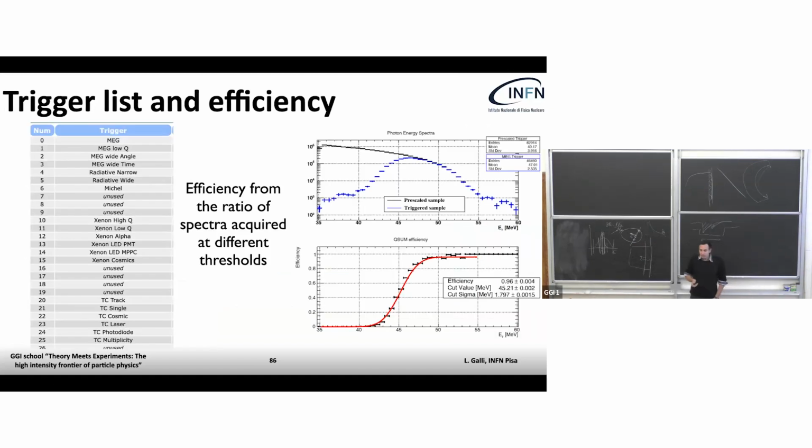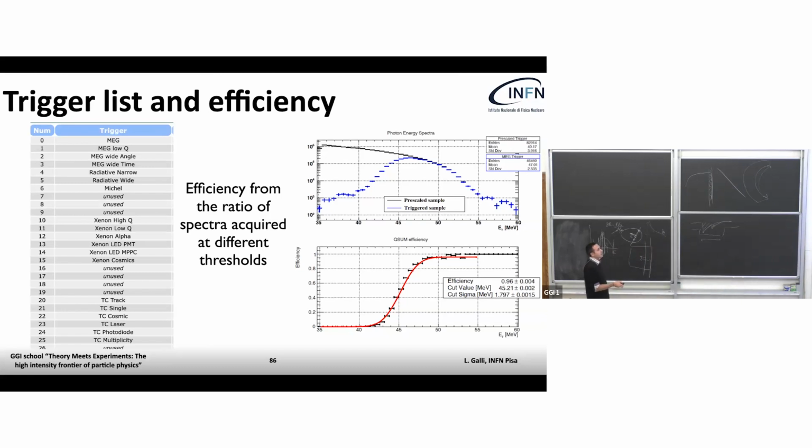With this, we build a very long list of triggers, because we have to supply the detector with a lot of possible data acquisition schemes, mostly for the calibrations. The first trigger is the MEG one, the one for physics, and then we have a lot of released triggers, like for coincidences, in which you release the energy, the angle, the time, you don't care about the direction, and so on. Then you have a list of triggers only for xenon, a list of triggers only for the timing counter, then for the drift chamber and for auxiliary devices.